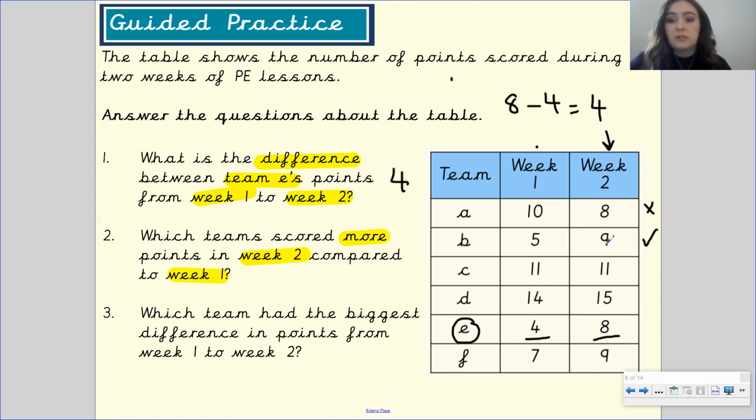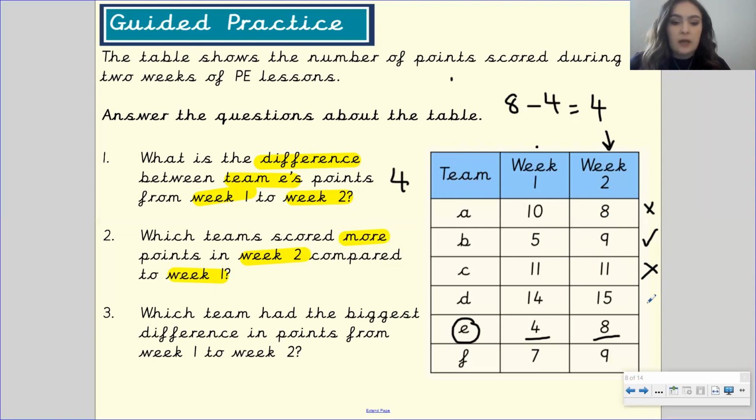Team B, do they have more points in week 2 than they did in week 1? Well done, they do, because they've scored 9 points in week 2, and in week 1 they scored 5, which means they scored more in week 2. Let's have a look at C. Have they scored more in week 2 compared to week 1? No, they scored the exact same.